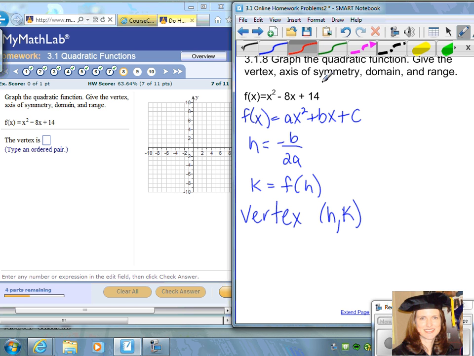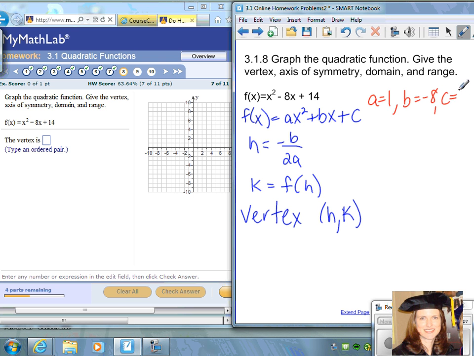This problem, x squared minus 8x plus 14, is written in this form where you can identify that a is equal to 1, b is equal to negative 8, and c is equal to 14. Go ahead and calculate negative b over 2a, or the opposite of negative 8 divided by 2 times a. That's 8 divided by 2, which is 4.